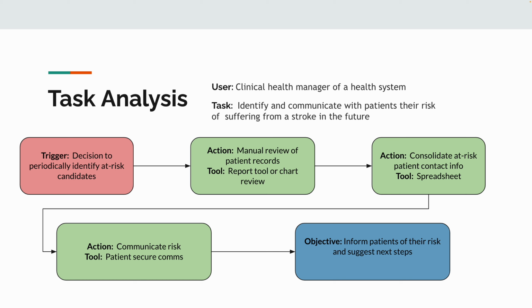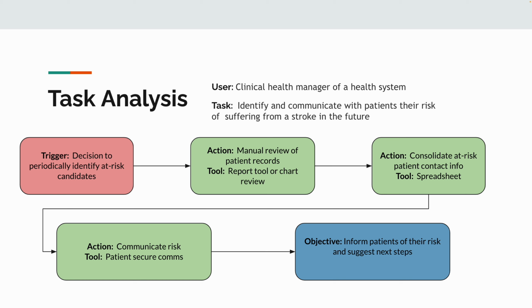Today, if it's done at all, there may be a decision to periodically identify at-risk candidates for stroke or for other common health conditions. This would require a manual review of the patient records. The user would use a report tool or even a manual chart review to determine which patients are at higher risk of suffering from a stroke. They would then need to consolidate the at-risk patient contact info, and they could use a spreadsheet for this.